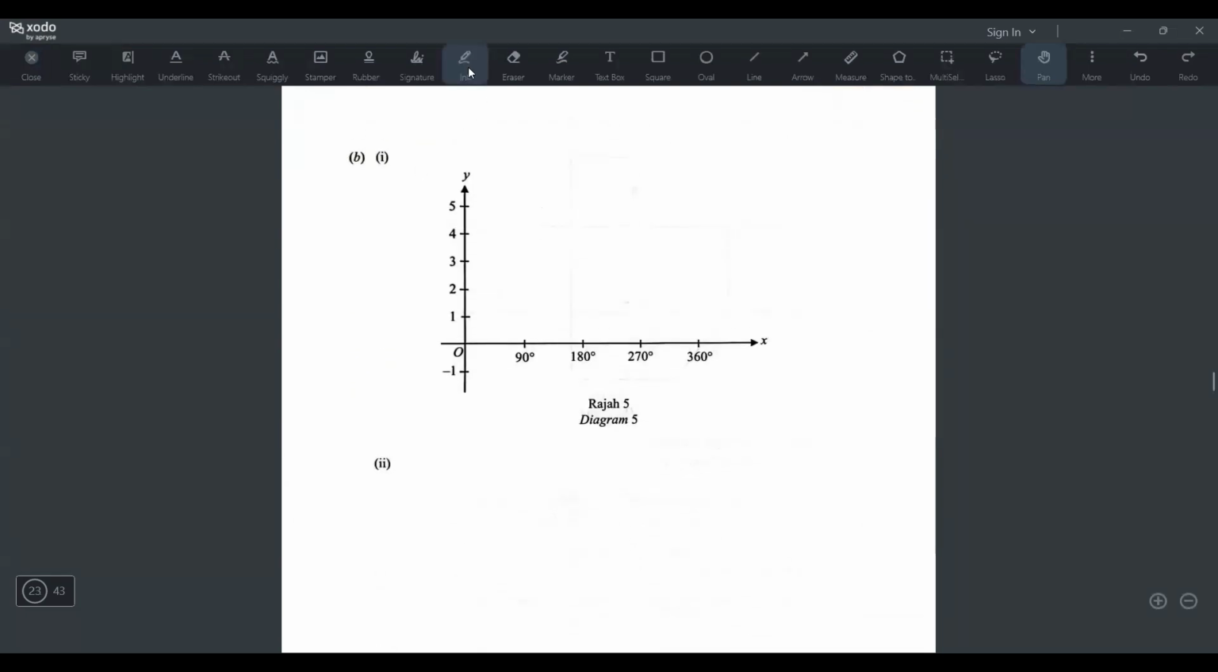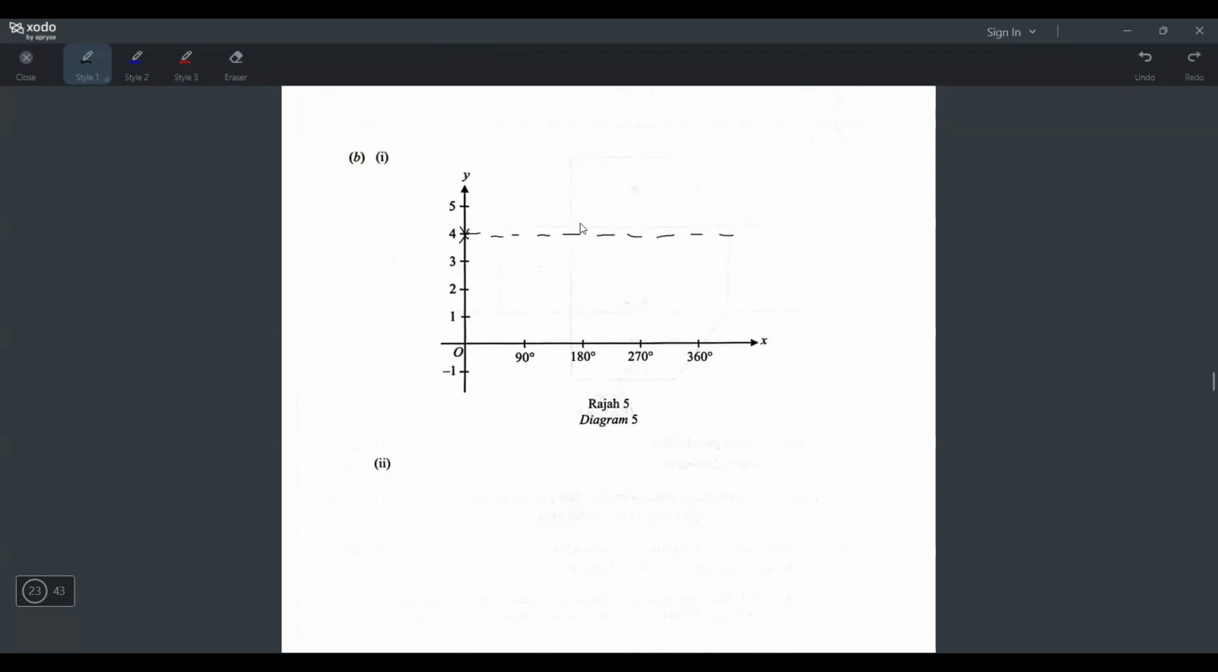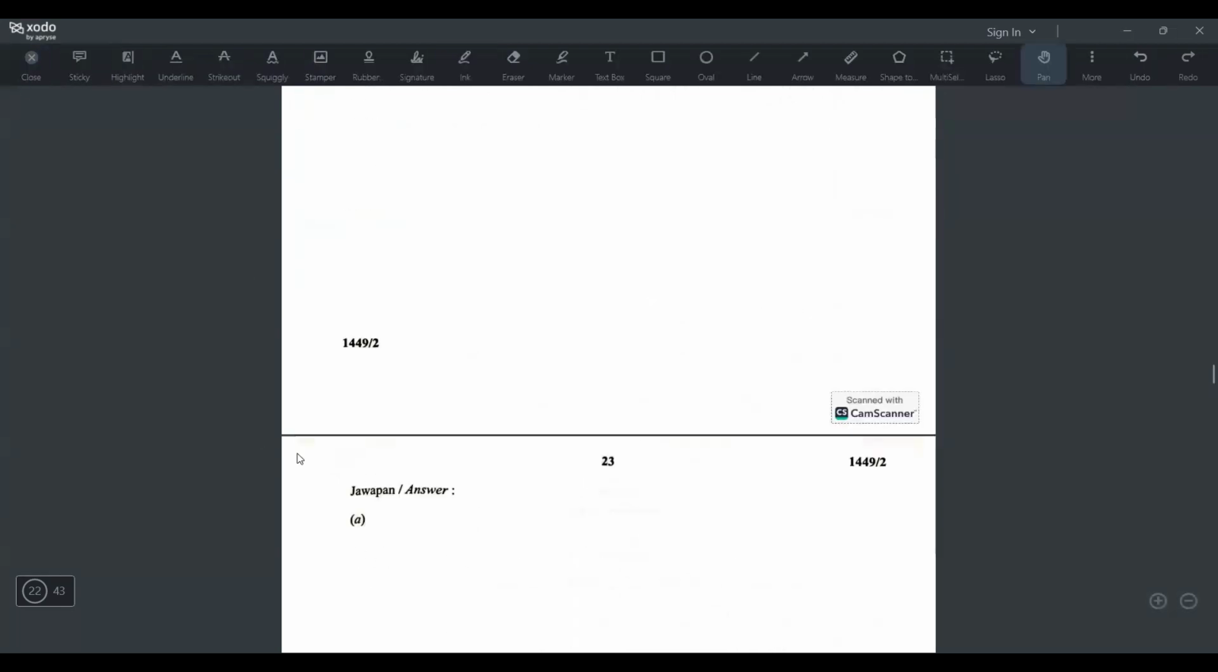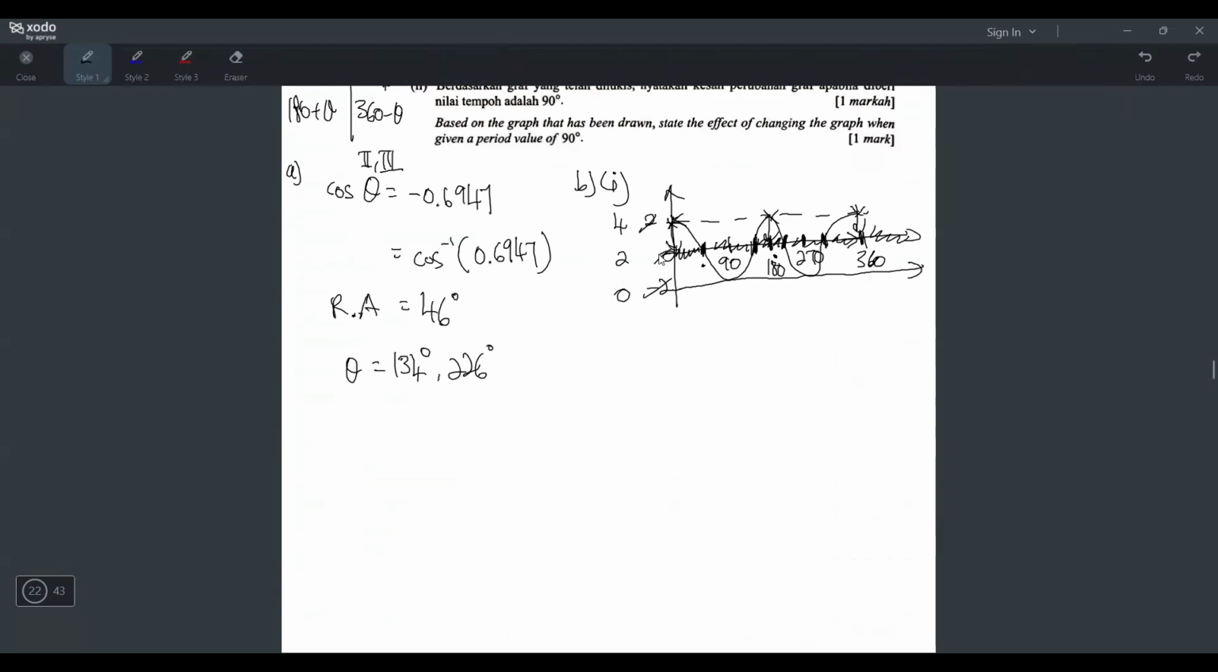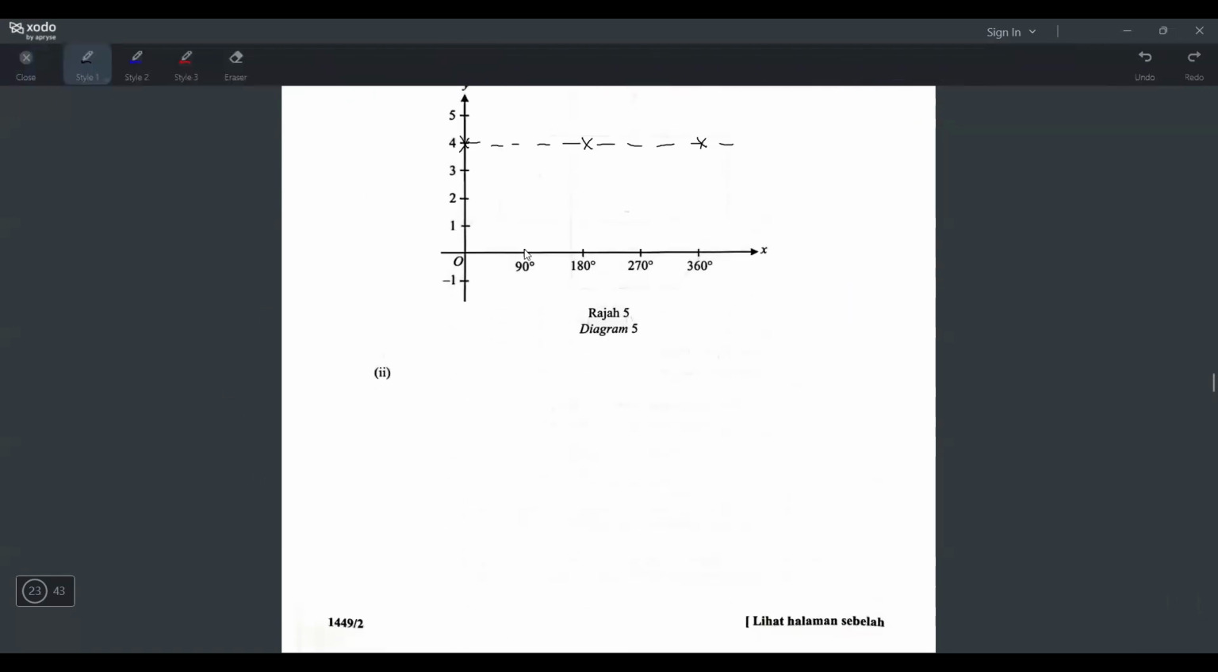When y equals 4, x will be 0, 180. Okay, 180 is here, 360 is here, right? These are the 3 maximum points. What about the minimum point? The minimum point is when y is 0. So when y is 0, x is what? There are only 2 points, at 90 and 270. So when y is 0, x is 90 and 270, right?